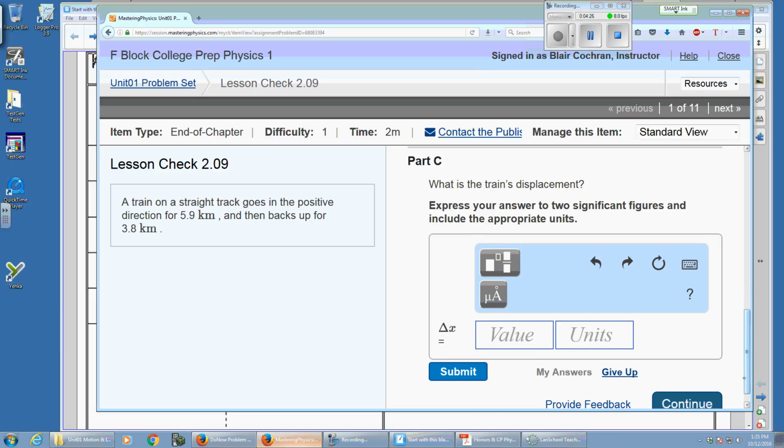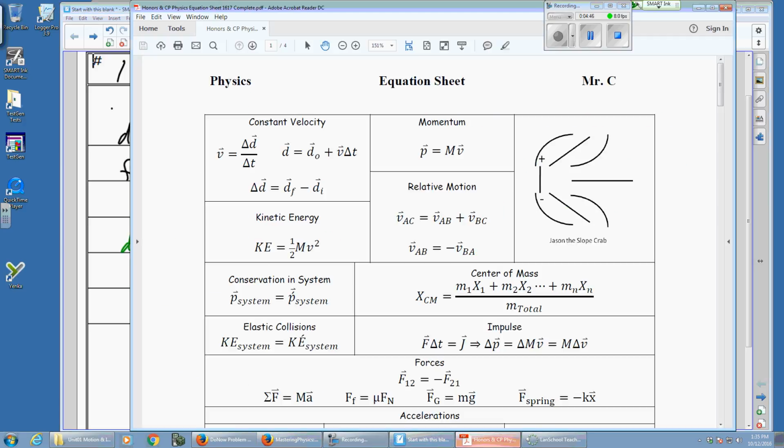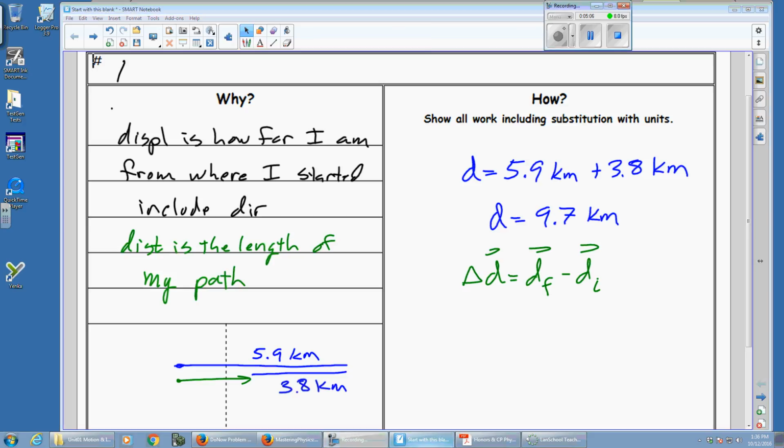What's the train's displacement? So, my displacement is, if I look at my equation sheet, remember this is my equation here for displacement. Delta D equals D final minus D initial. So, probably, I'm just going to go through because I want to put this. All right.